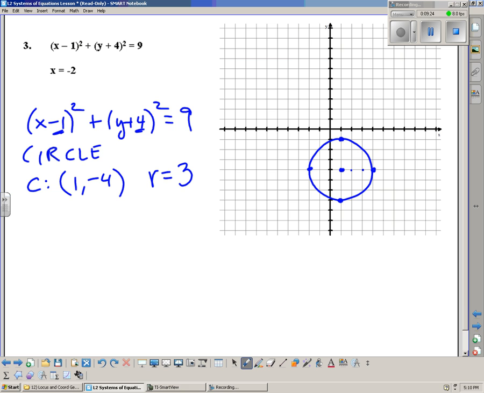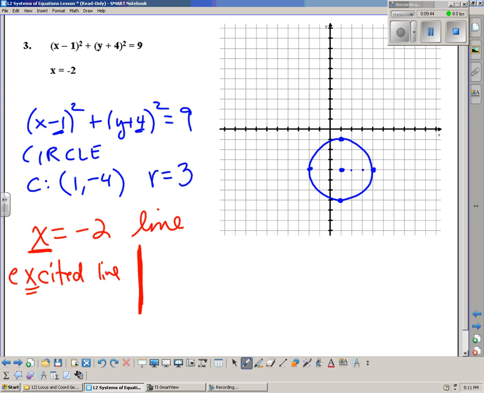There it is. And now my other guy is x equals negative 2, which is a line, but notice it's not in y equals mx plus b form. Okay? It's just an x equals, as Ms. Zal taught you guys last year, it's an excited line, which means it's a vertical line. It goes up and down.